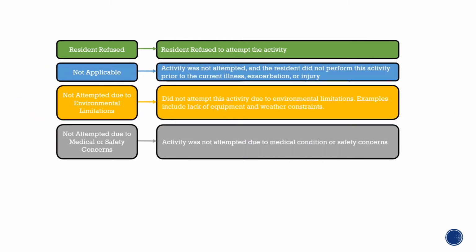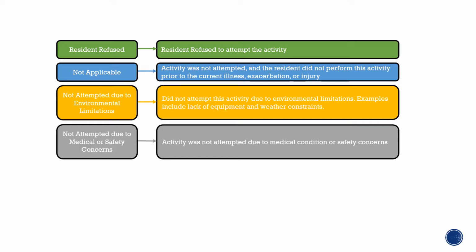Why we use each of the codes for when an activity didn't happen. Resident refused: this means the person said they don't want to do the activity or ADL. An example is if someone doesn't want to take a shower. Not applicable: this is when an activity wasn't done because the person couldn't do it even before they got sick or hurt. For example, if someone can't walk because they lost their leg, and this was true before they had a new medical problem that made them need help, we would code not applicable.